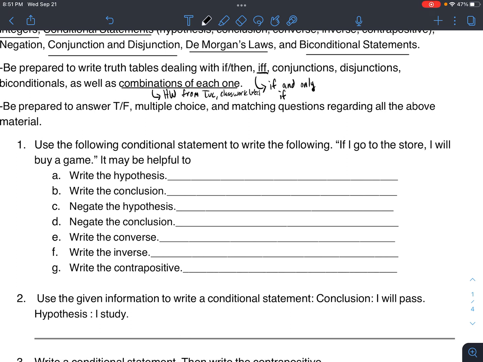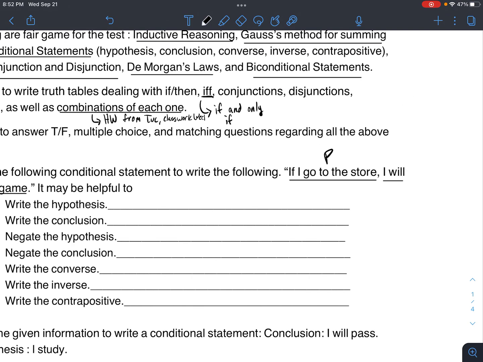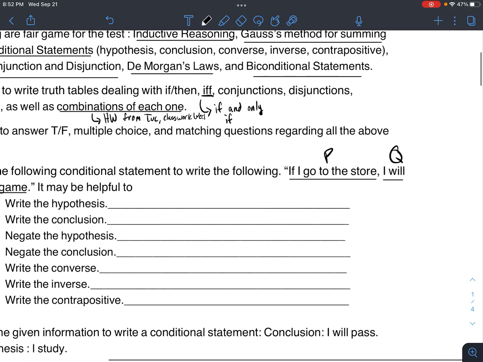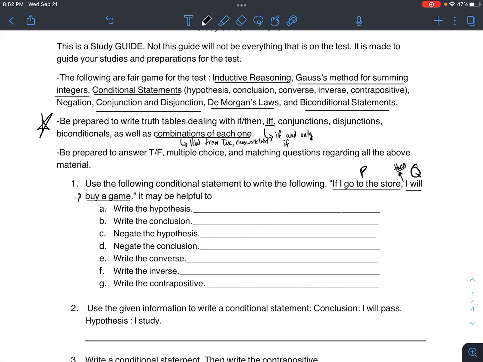So for number one, use the following conditional statement to write the following. So I have all these different things, and our statement is if I go to the store, I will buy a game. Okay, so when I have a conditional statement, the first thing I'm going to think of is I'm going to break it into two parts, my P and then my Q, and this Q goes down to here, and this is a typo. There should be a then in here. Hopefully I'll get this fixed by tomorrow.